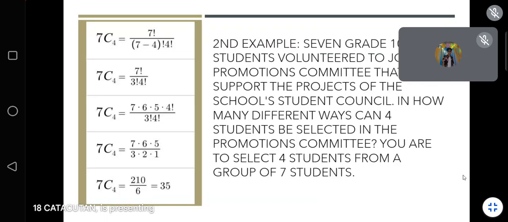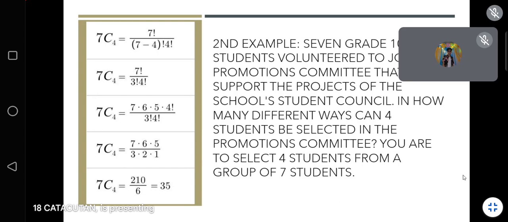Another example: 7th grade, 10 students volunteered to join the promotions committee that will support the projects of the school student council. In how many different ways can 4 students be selected in the promotions committee? You are to select 4 students from a group of 7 students. The order of the 4 students to be selected is not important. Therefore, use the combination rule. The solution will be 7C4 equals 7 factorial over 7 minus 4 factorial times 4 factorial. Then it will be 7 factorial over 3 factorial times 4 factorial.